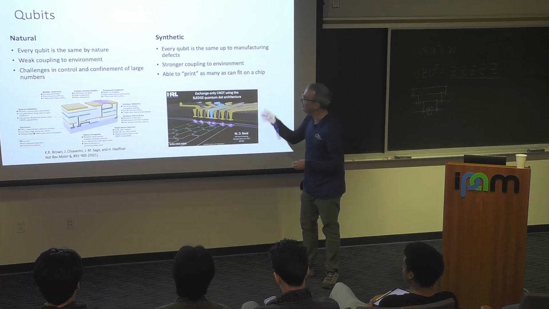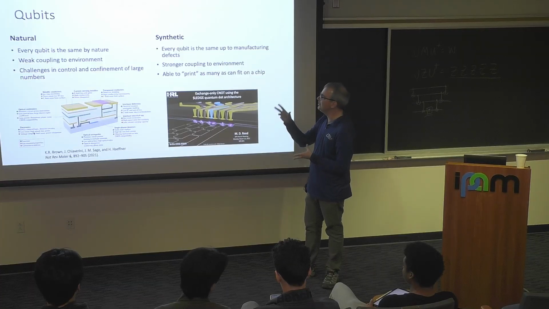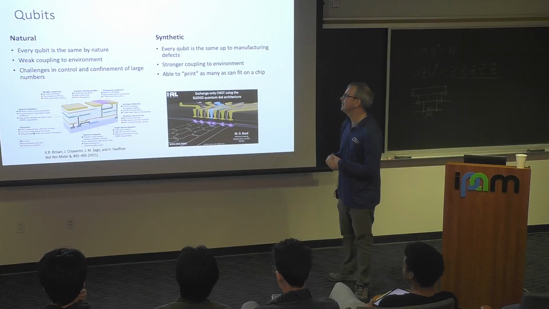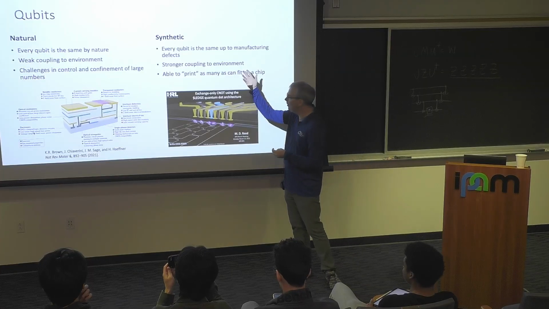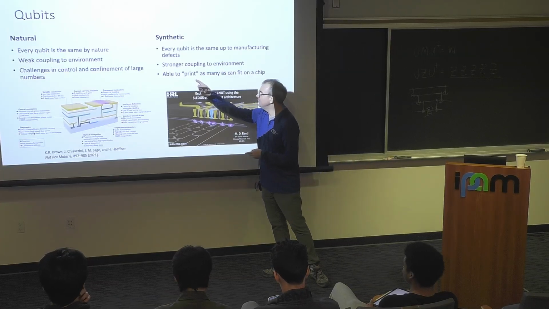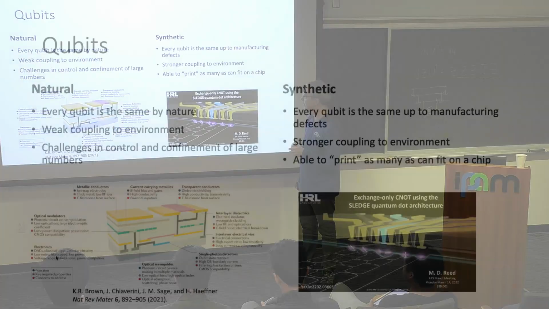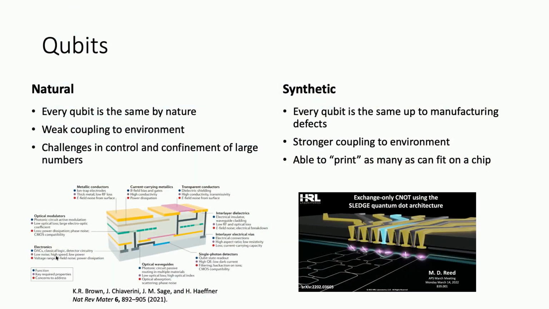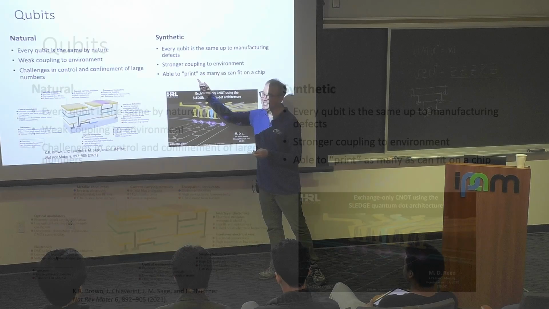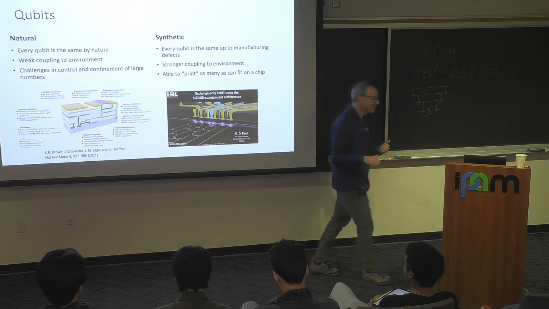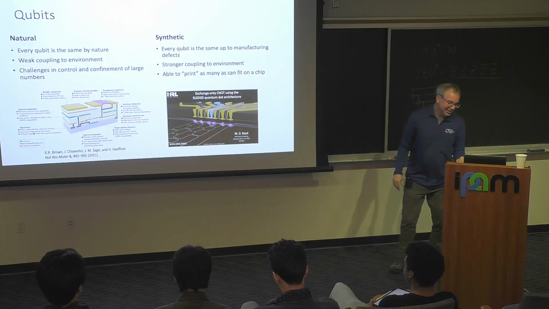On the other hand, we have synthetic qubits, where every qubit's the same up to some manufacturing defects. They have this stronger coupling to the environment, and they're able to print as many as you can fit on a chip. Now this is actually from HRL, and there's a guy at HRL named Thaddeus Ladd, who I've known since we were both grad students a long time ago. And I always tease Thaddeus and say, I don't know why you only want to print 6. You can print as many as you want, but you've only printed 6. But this is beautiful, beautiful work.